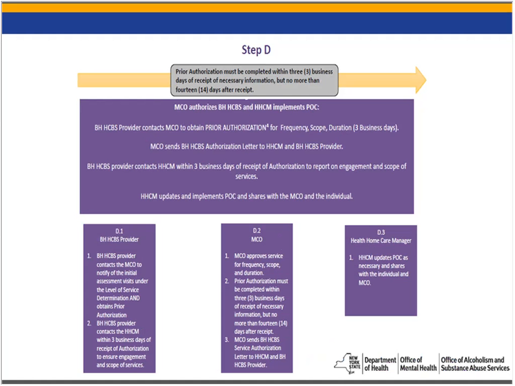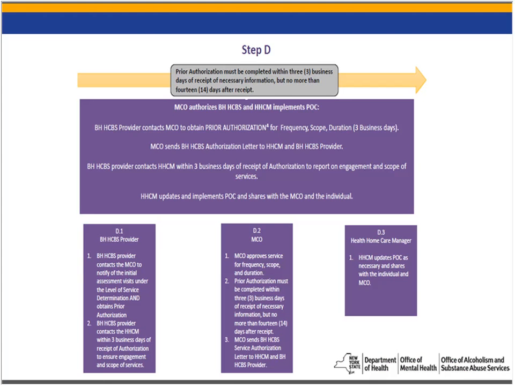All right, so in Step D, the MCO authorizes the behavioral health HCBS services, and the health home care manager implements the plan of care. So essentially here, once the 3 visits and the assessment at the HCBS provider level is completed, the HCBS provider is going to contact the managed care company and get an initial prior authorization for the service that they're going to be requesting.